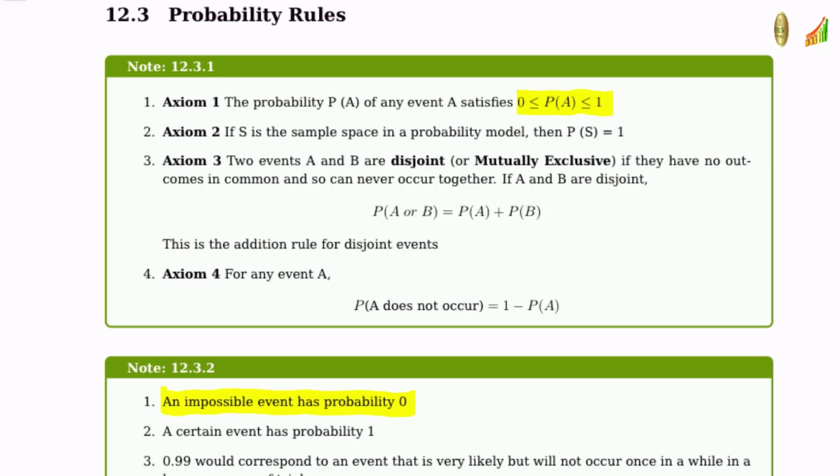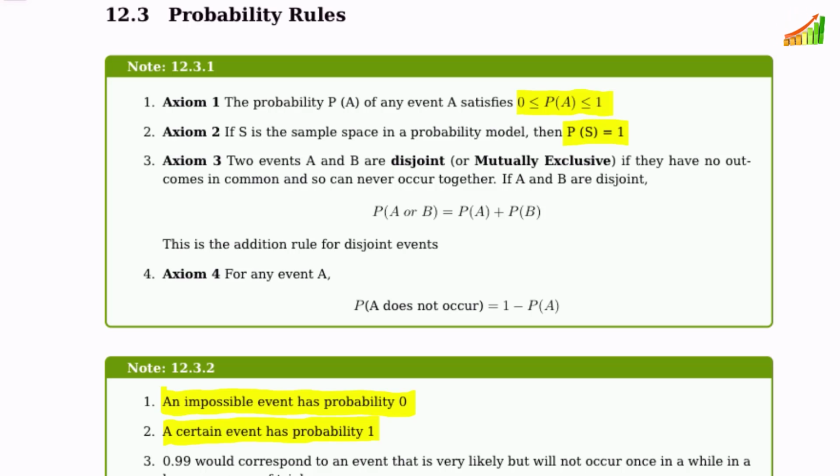We know it never happened, so probability is 0. A certain event has probability 1. Example, the sun rises in the east. We know the sun always rises in the east, so probability is 1. Axiom 2. Probability of the sample space is 1.